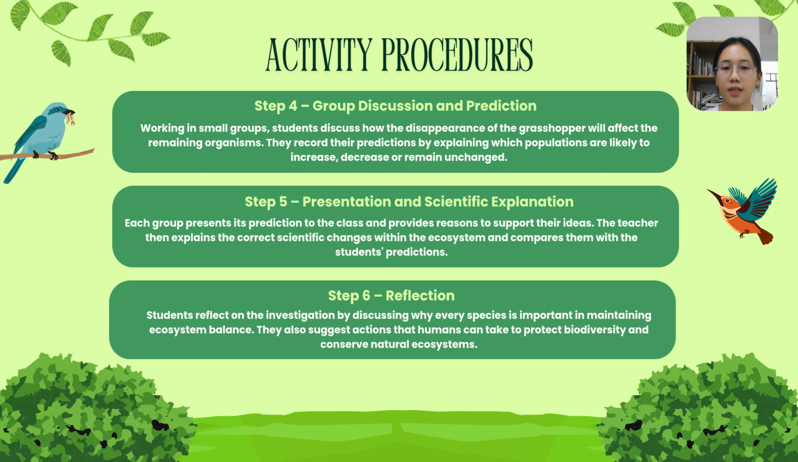Working in groups, the students discuss and predict what will happen to the remaining organisms. Each group records their predictions before presenting them to the class. Finally, the teacher will explain the correct scientific answer, and the students will compare it with their own predictions. At the end of the activity, the students reflect on why every species is important and discuss how humans can protect biodiversity. This activity will encourage active participation and allow the students to construct a scientific understanding through investigation rather than memorization.